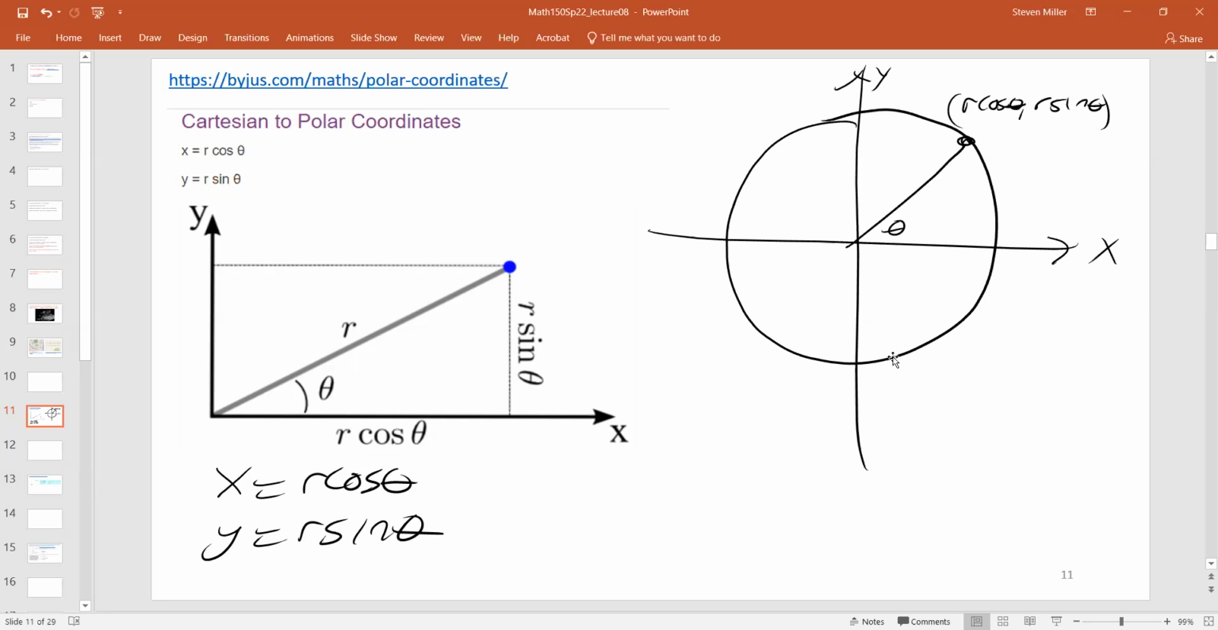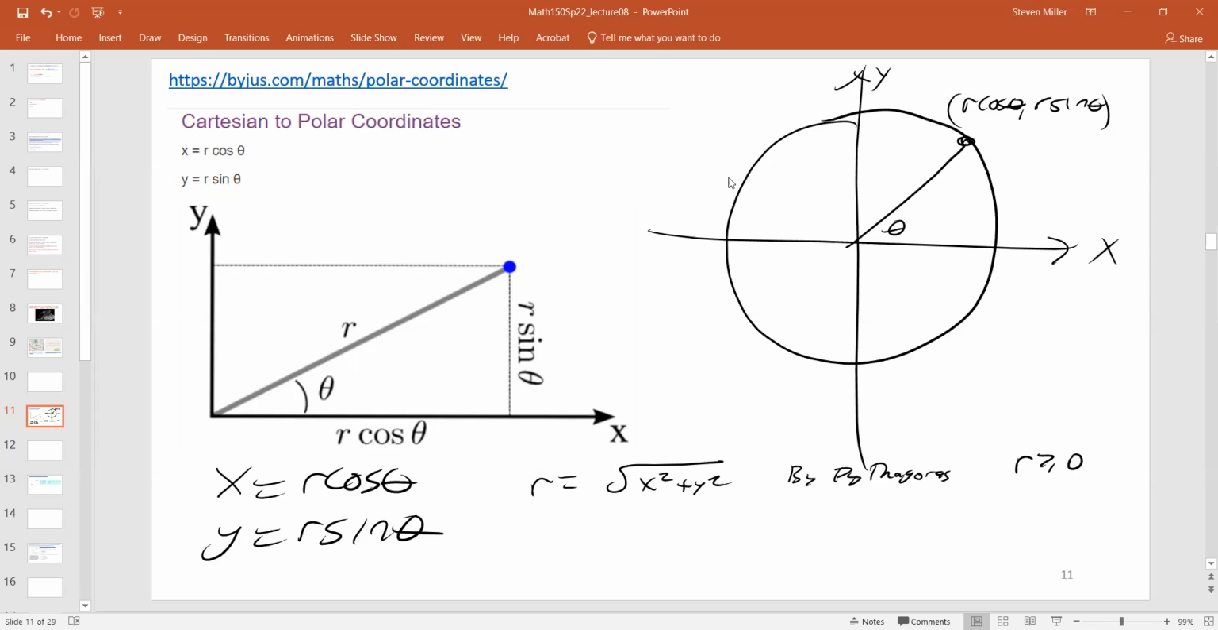So can somebody tell me how to get r if I know x and y? Good. So r is the square root of x squared plus y squared, and this is by Pythagoras. And r is going to be greater than or equal to 0. It's always important to know where things are defined. The radius is defined as a non-negative number. It's how far we are from the origin.